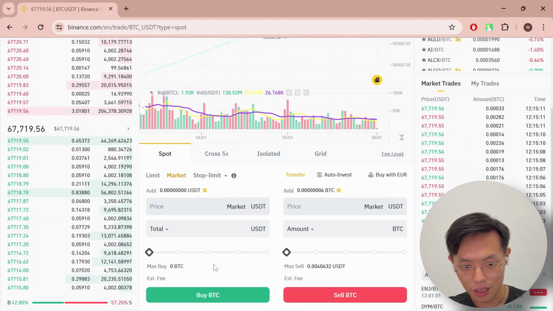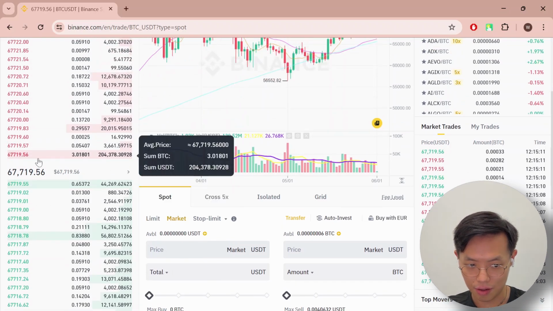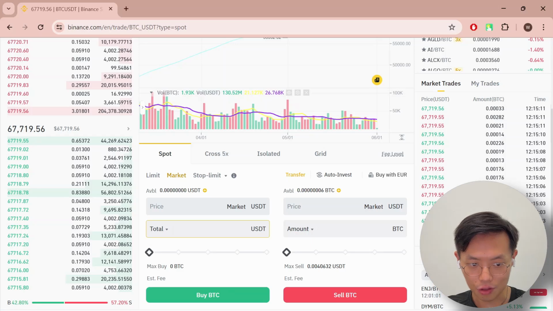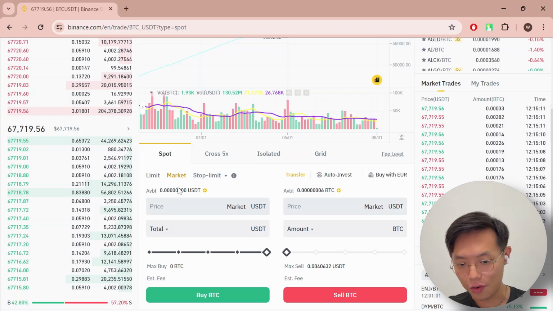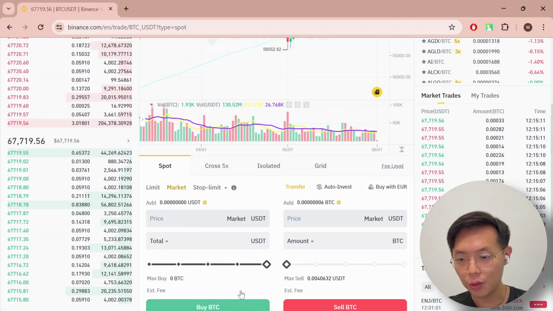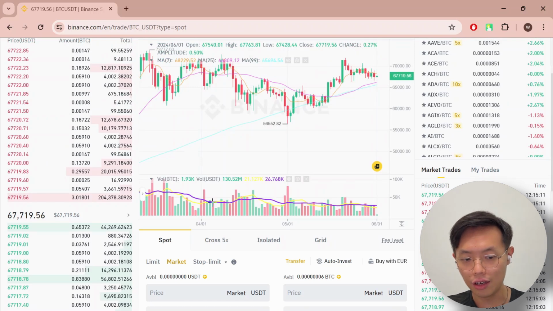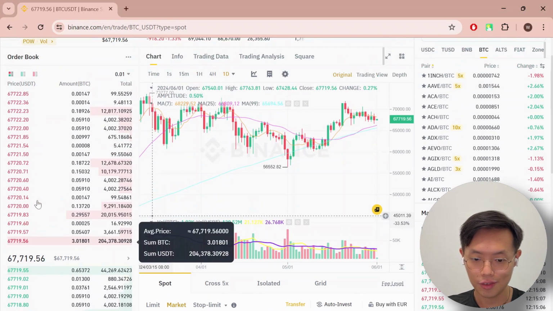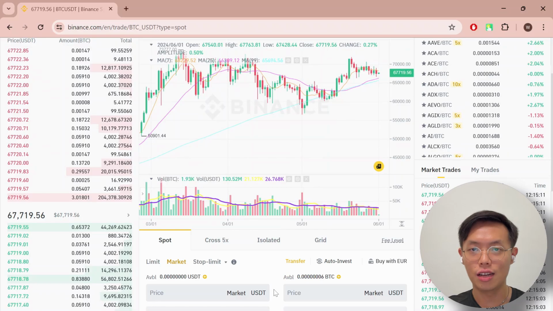So when you buy, you're going to buy from people who sell, right? A lot of people are selling at this price right here, which is the market now. And if you buy, you surely buy at this price. So right now you can use this to select how much USDT you want. Right now I have none. So it depends on your account and your exchange. So after you set it up, you press buy. When you press buy, it will automatically execute at any available price in the sell book. So this is a market order.